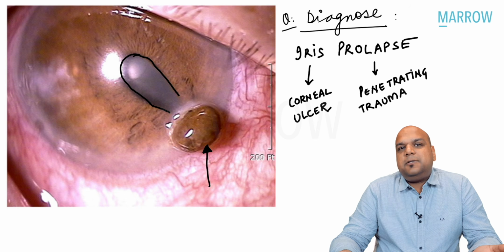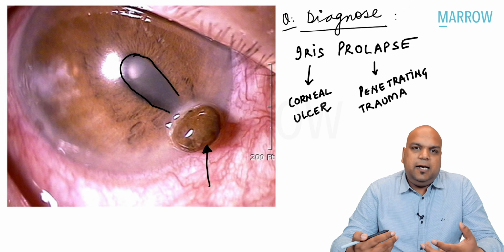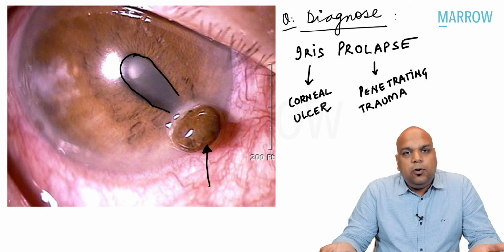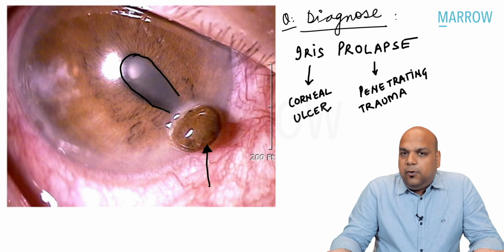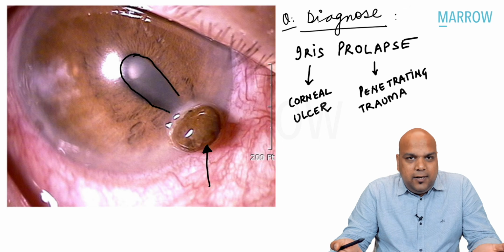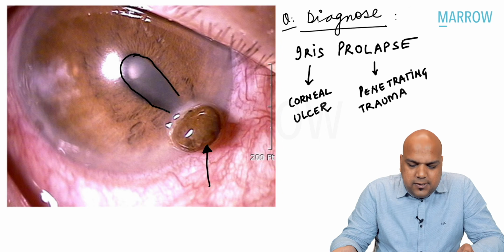Obviously, surgical treatment has to be done. You have to reposition the iris inside and then suture the cornea. If you don't do it, the iris will become atrophic. Then there will be no other way but to cut the iris. And that's the way it proceeds. All right.